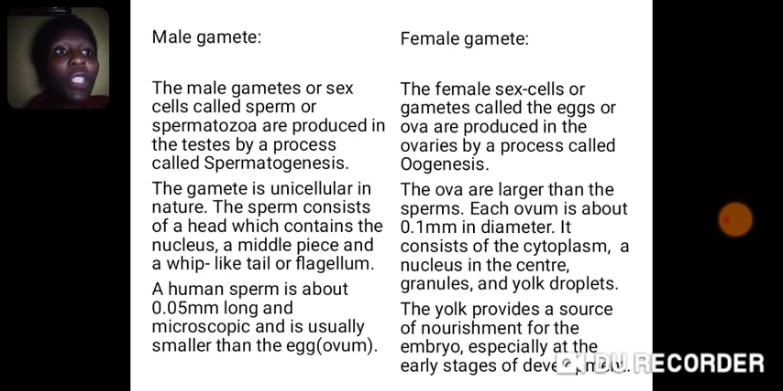Each ovum is about 0.1 millimeter in diameter. It consists of the cytoplasm, a nucleus in the center, granules, and yolk droplets. The cortical granules will secrete enzymes, right? The yolk provides a source of nourishment for the embryo, especially at the early stages of development. So before implantation, before the placenta is formed, before the fetus starts deriving its nourishment from the mother, at that initial time of embryo development, the embryo feeds on the yolk contained in the fertilized egg cell.